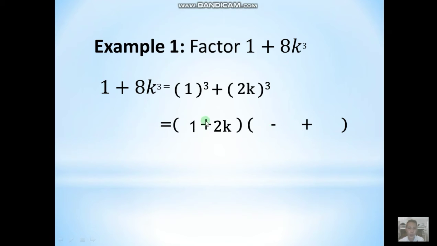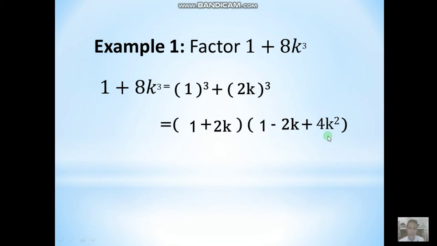How to get the first term? Of course, we are going to square the first term of the binomial factor. That is 1 times 1, that is 1. And then, for the second term of the trinomial factor, we will multiply the two terms, that is 1 times 2k, that is 2k. And for the last term, we need to multiply the second term of the binomial factor by itself, squaring this one. That means 2k times 2k, that is 4k squared.